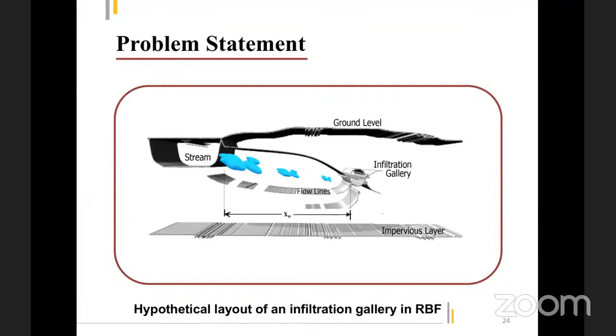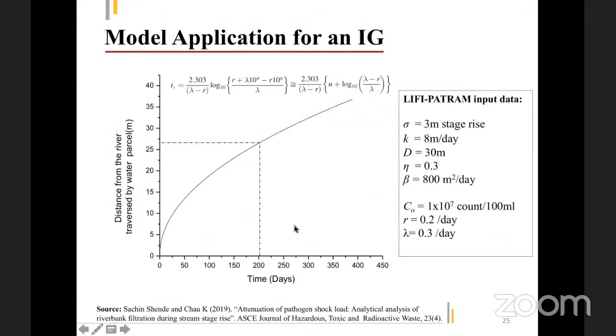Consequently, due to the river stage rise, the rise in the water level at a distance XW at a time T after the onset of the stream stage was used to formulate this particular application. Here, ERF is an error function which is used to minimize the computed error value to very little, to zero, and sigma is a step rise in the river stage. The travel time has been computed considering the earliest arrival of pathogen from the river boundary to a gallery.